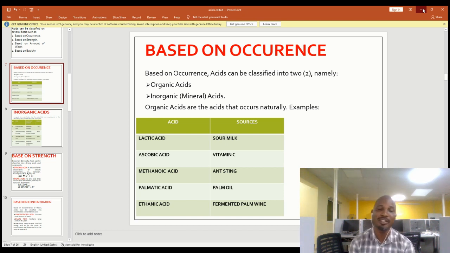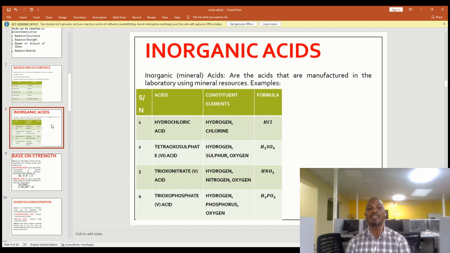I hope you get this properly. When you are asked to give examples of acids and their sources, I'm sure this lesson will come in handy and you'll be able to deliver. Now, the next one is inorganic acid. Remember, I said inorganic acids are acids that are manufactured in the laboratory using mineral resources.